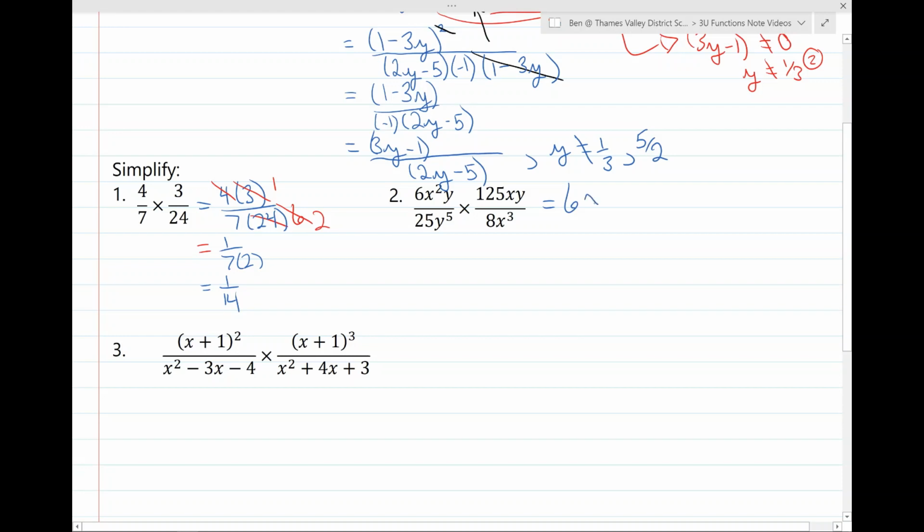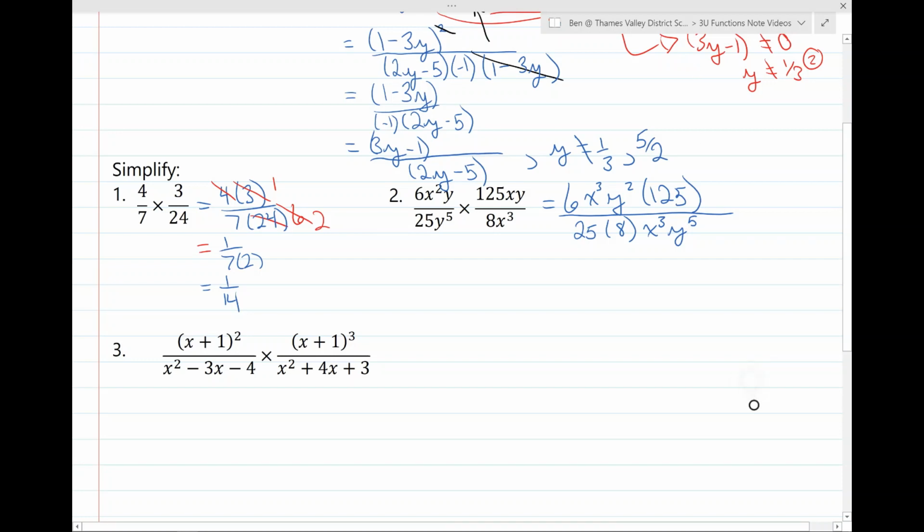So that's 6 times x. Instead of squared, I have a cubed now because there's an x in this. In the second fraction, x cubed times y squared times 125. So that's in my numerator. And my denominator, I have 25 times, and let's kind of change up the order here, times 8 times x cubed times y to the power of 5. Because I'm multiplying, the order does not matter, remember.